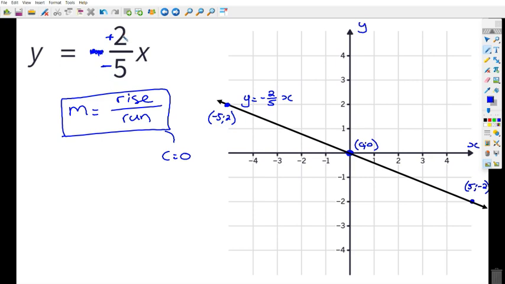I always just choose the top one to be negative. I don't know, I just do it. But you can choose either one. Just make sure that you don't make both of them negative. Either one or the other, not both.